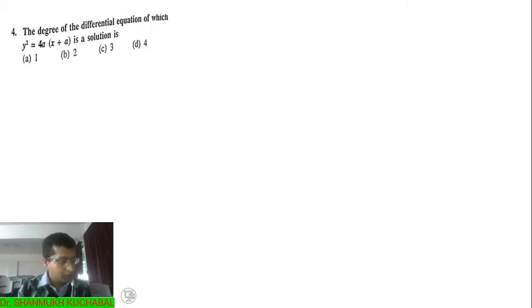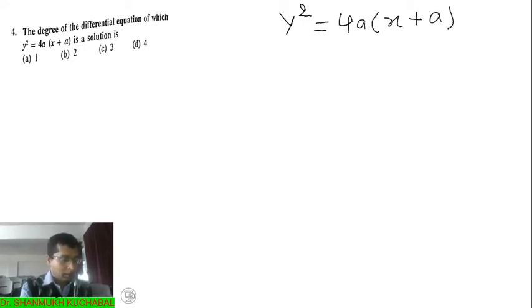So we'll move to our next example. The degree of the differential equation of which y square equal to 4a times x plus a is a solution is. So we'll take the equation y square equal to 4a times x plus a. Further, we have to differentiate this one.